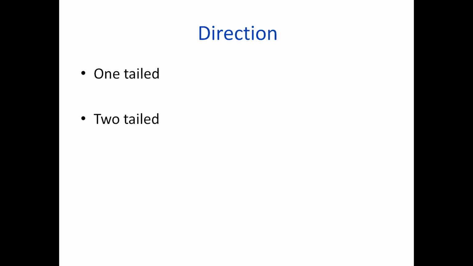Sir, yes. I think in one-tailed, the probability of rejecting the null hypothesis is in one direction, while in two-tailed, it can be on either side of the mean value. So your name is Vijayasri, no? Yes, sir. So Vijayasri got this point, the difference between the one-tailed and the two-tailed.